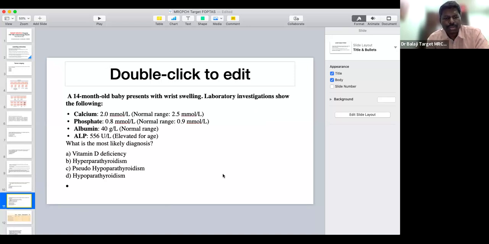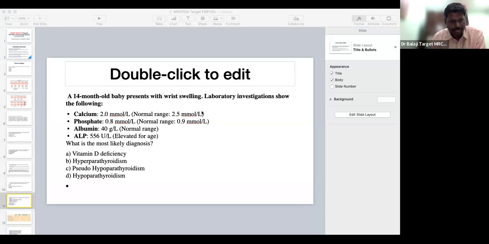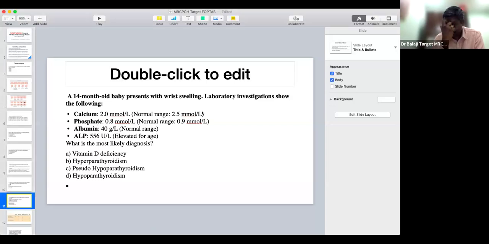Okay, so next, something related to the bone physiology. A 14-month-old baby presents with wrist swelling. Laboratory investigations show the following. So calcium is on the lower side, phosphate is on the lower side, alkaline phosphatase is elevated. So what is the most likely diagnosis? Is it vitamin D deficiency, sir? Yeah. So vitamin D deficiency.